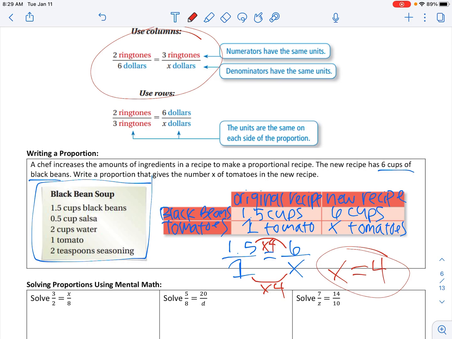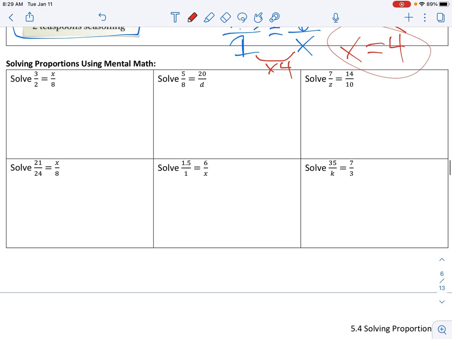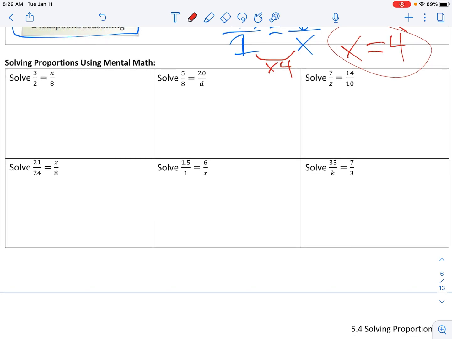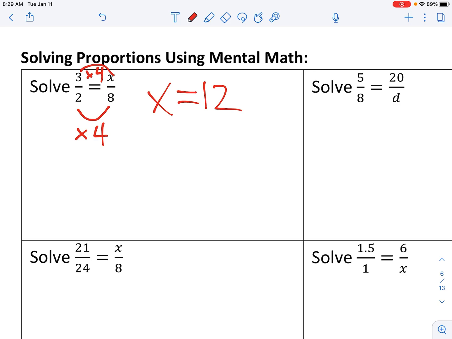Now we're going to look at solving proportions using mental math. Yes, mental math means doing it all in your head, so you should not need a calculator whatsoever for any of these. Okay? So starting with 3 over 2 equals x over 8, we're figuring out how did we go from 2 to 8. Just like our one above, we multiplied by 4. So we have to multiply our top by 4. 3 times 4 is 12. So that means x equals 12.